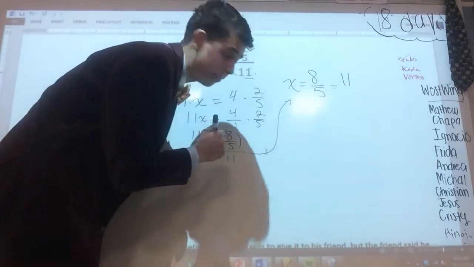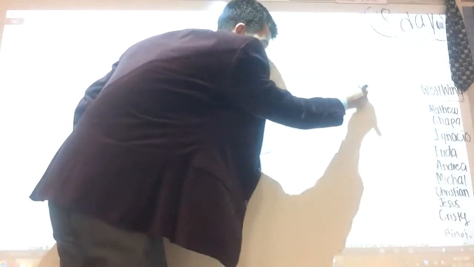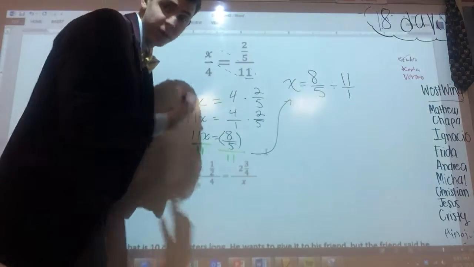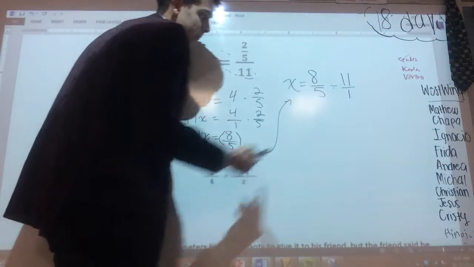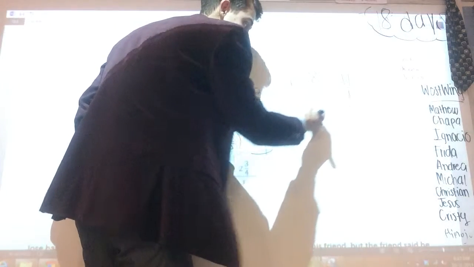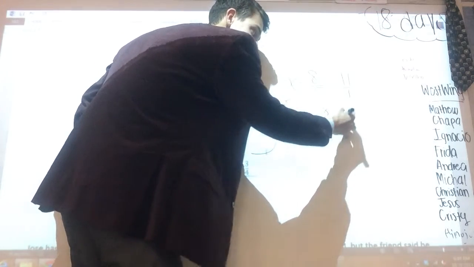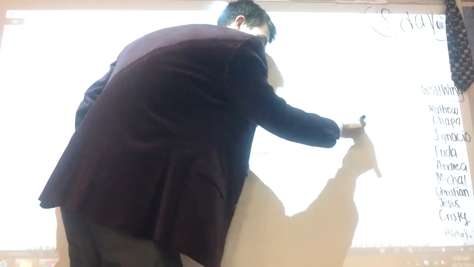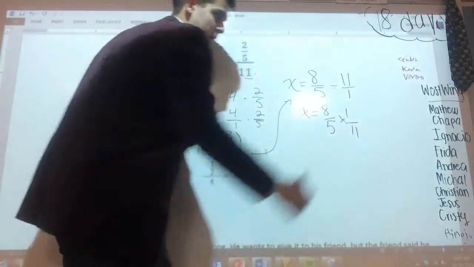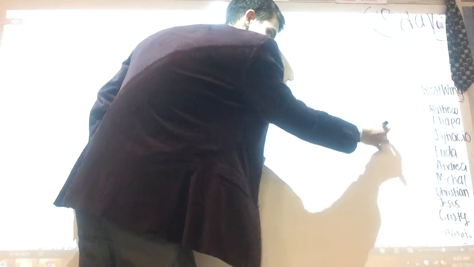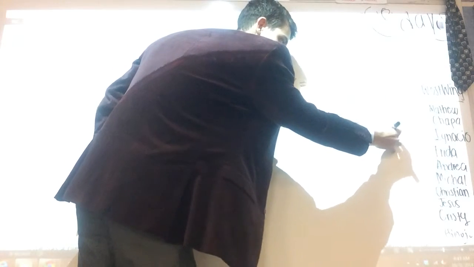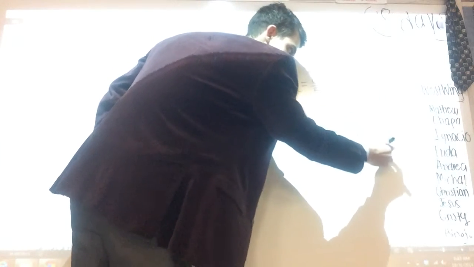If I want to divide fractions and whole numbers, I would have to write the whole number as a fraction, something over 1. This turns into 8 over 5 times, flip it, 1 over 11, which gives me 8 over 55.